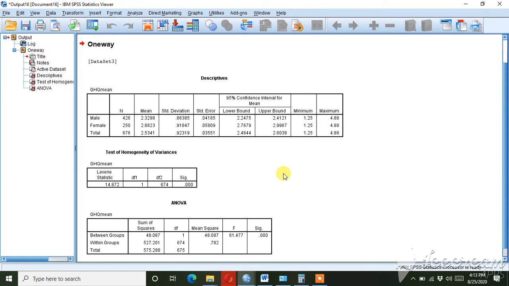So, okay, this was about the ANOVA. In my other videos, I will tell you the other forms of ANOVA, that is MANOVA and two-way ANOVA. So that's all for the one-way ANOVA.